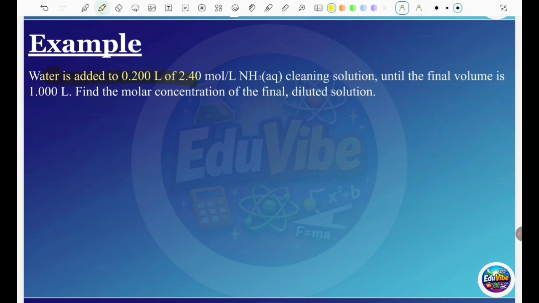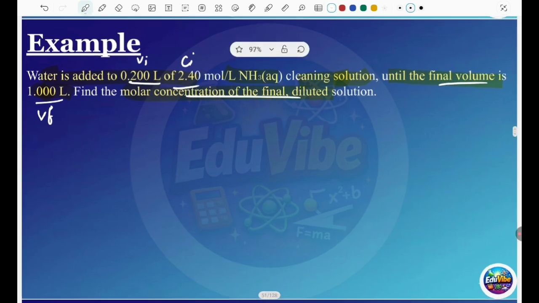Water is added to 0.200 liters of 2.40 moles per liter NH3 aqueous cleaning solution until the final volume is 1.000 liters. Find the molar concentration of the final diluted solution. So initially we have Vi and the initial concentration, and they mention the final volume, so we have Vf. We have to find the final concentration.